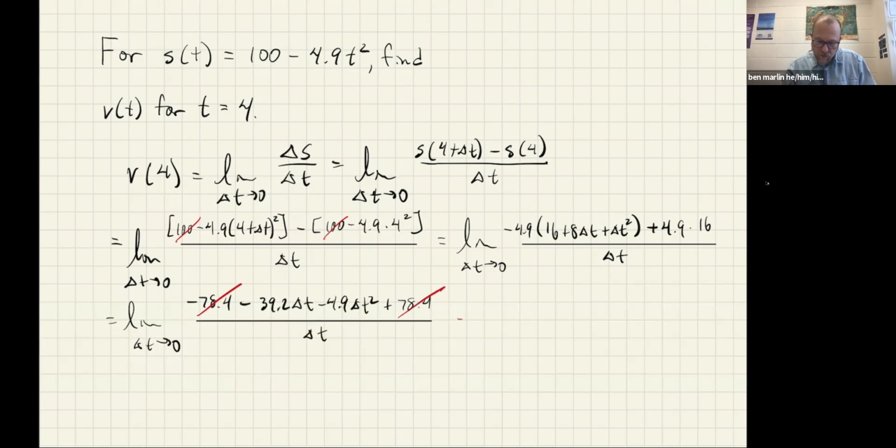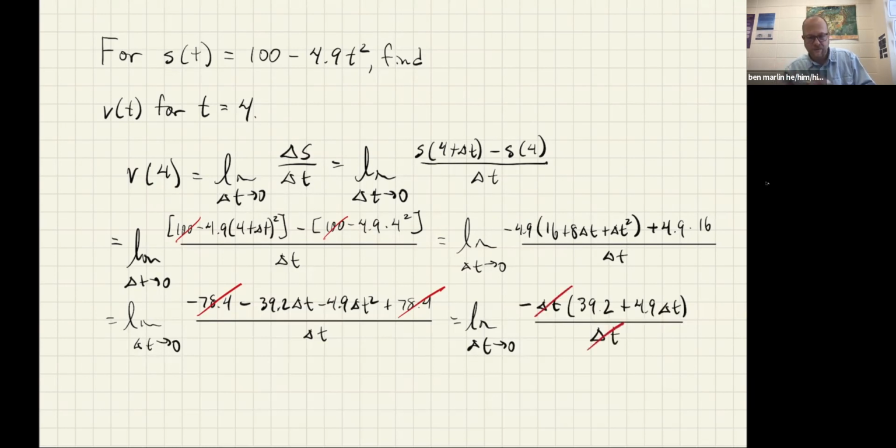And what I need for you to spot in our limit as delta t goes to 0 is that we have a factor of delta t across the entire top. If you want to cancel something, you have to factor it first, right? I'm going to factor out a minus delta t times 39.2 and plus, because I pulled out the minus there, the 4.9 delta t. All that divided by the delta t, and then we'll cancel these delta t's. Have to cancel a factor, right?